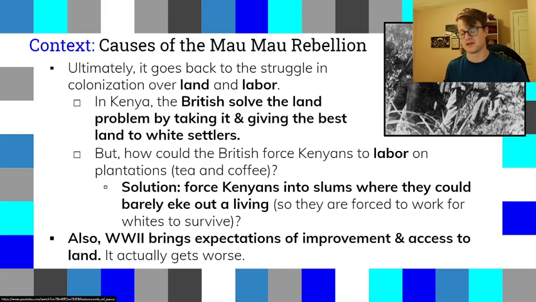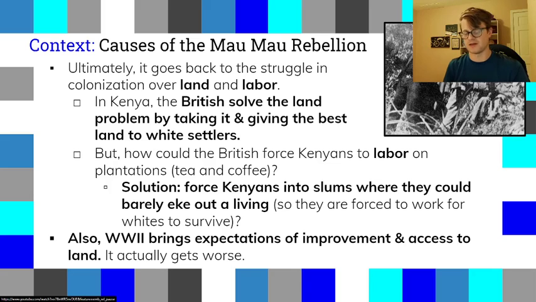It's very similar to what the United States does to Native Americans, for example. And what happens then is, because they're barely able to eke out a living, they don't have much of a choice except to go to work for whites, the British landowners in the colony, and they get put to work in these large plantations, again for very minimal wages, growing tea and coffee. Now, the other thing that's going to happen here is world wars.